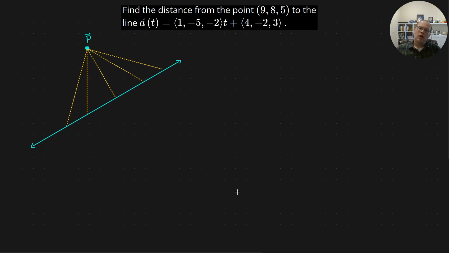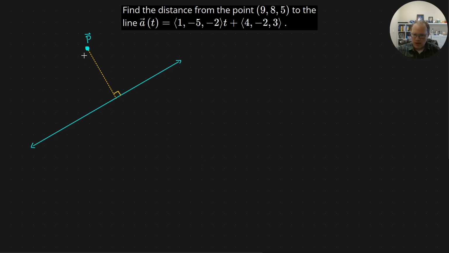Well, when we're measuring distance, the rule of thumb is we take the shortest distance. That's what we mean by distance, the shortest path. In this case, the shortest path would be going directly to the line. The path that we take from the point to the line would be orthogonal to the line. It'd meet it at a 90-degree angle. So how do we go about measuring this?